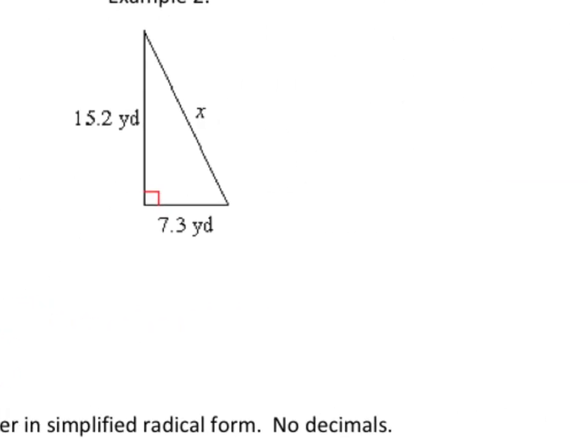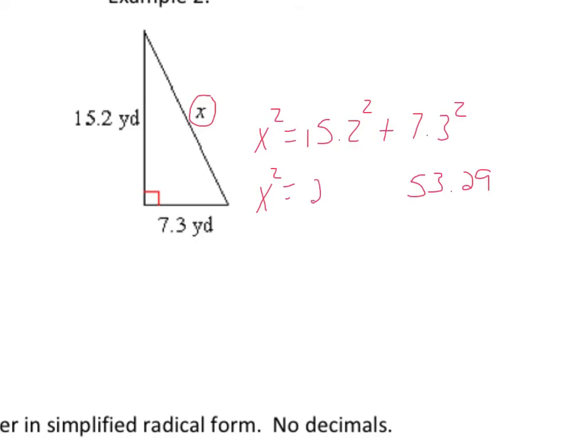The next one, again, we have to orientate ourselves to know which side is the hypotenuse, and that is the longest side, or side opposite the right angle. So we would say x squared equals, and then we would write the other two sides squared and added together. Then we would do our math, and 7.3 squared is 53.29. Get the order right here. And the 15.2 squared is 231.04.